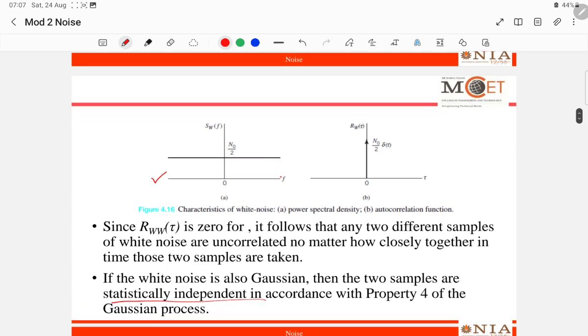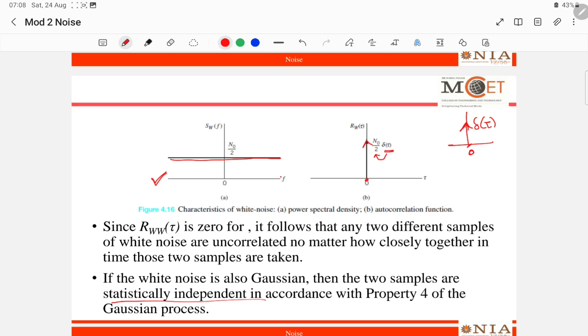Now we can represent this graphically. This represents the characteristics of the white noise: the power spectral density is constant for all the frequencies, and here we have calculated the autocorrelation function. This is a delta function multiplied by a factor of N_0 by 2. How will we represent the delta function? At 0 you will have a value, delta of tau, and elsewhere you don't have any value. The same here, at 0 you have the value delta of tau multiplied by a factor N_0 by 2. This represents the autocorrelation function.